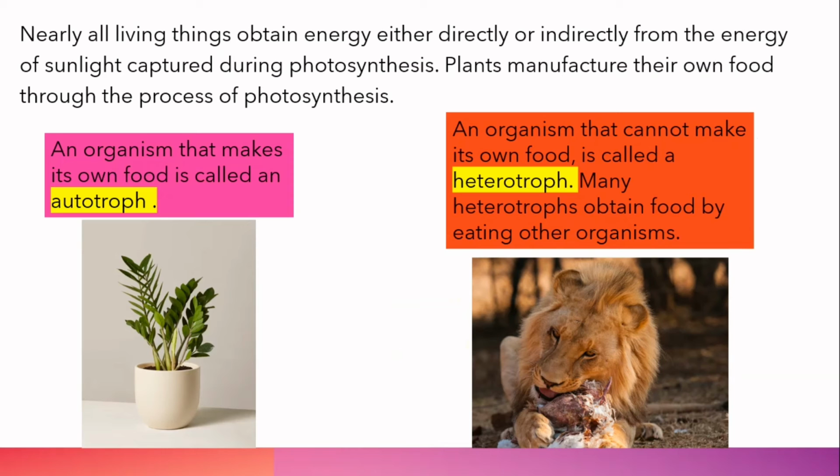Plants manufacture their own food through the process of photosynthesis. An organism that makes its own food is called an autotroph. An organism that cannot make its own food is called a heterotroph. Many heterotrophs obtain food by eating other organisms.